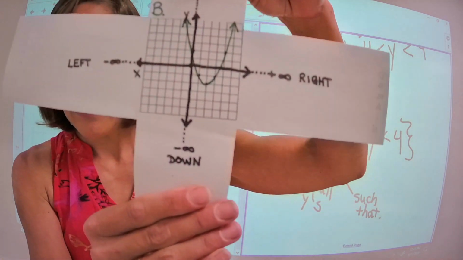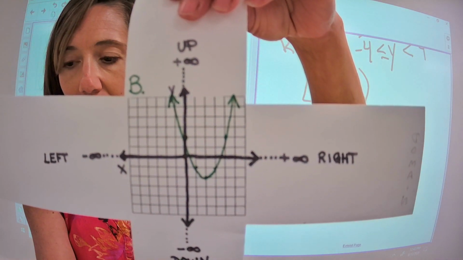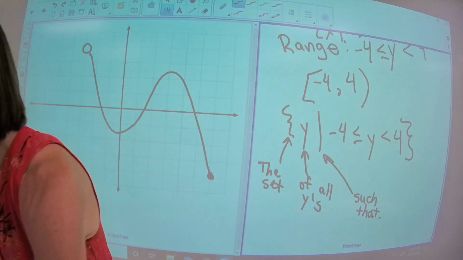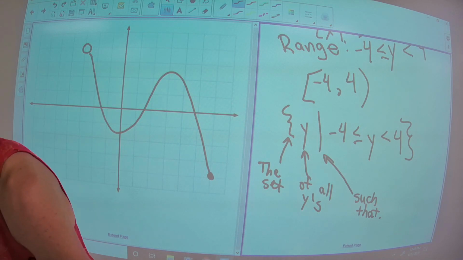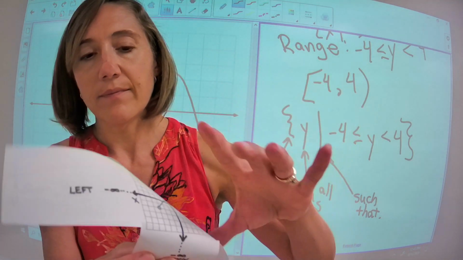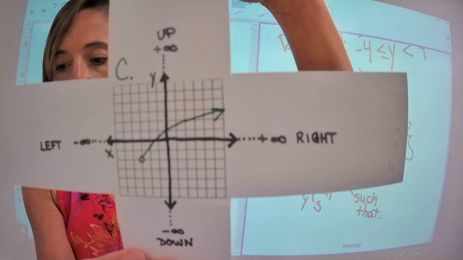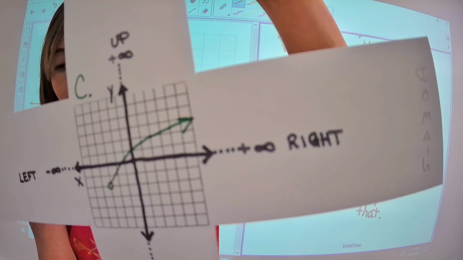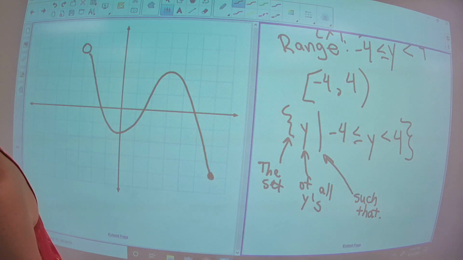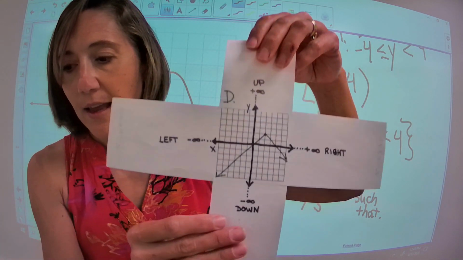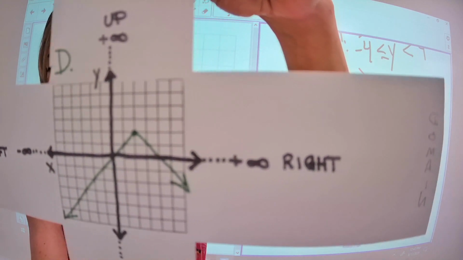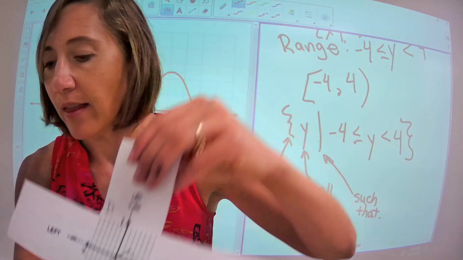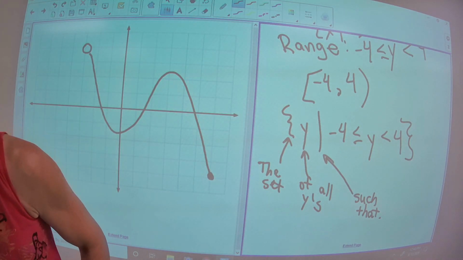So here is graph B. So you'll find the domain and range of that. Here is graph C. You'll find the domain and range of that. And here is graph D, maybe. Find the domain and range of that.